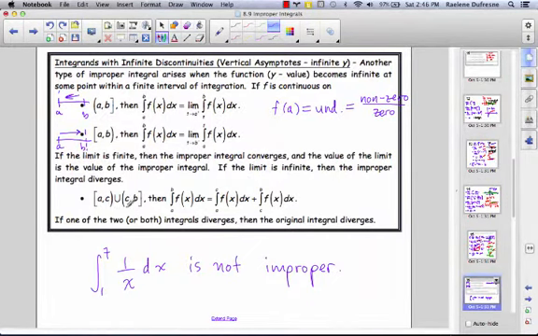Furthermore, if we have the vertical asymptote occurring at x equal to c, which is in between a and b, then we have to split up the integral into two integrals, where t approaches c from the left and t approaches c from the right when we turn the integral into a limit. If one or both of the integrals diverge, we say that the original integral also diverges.